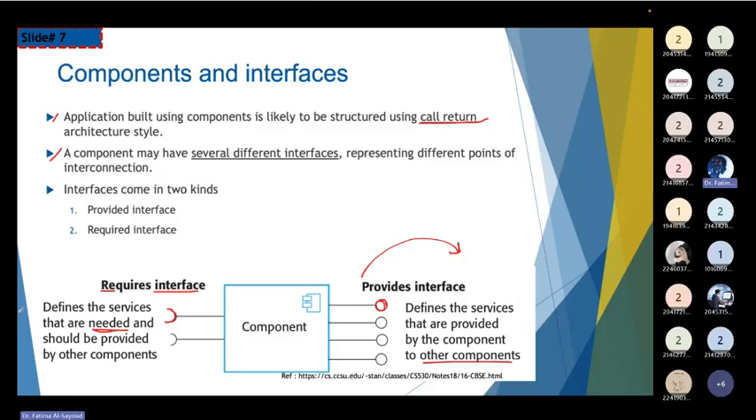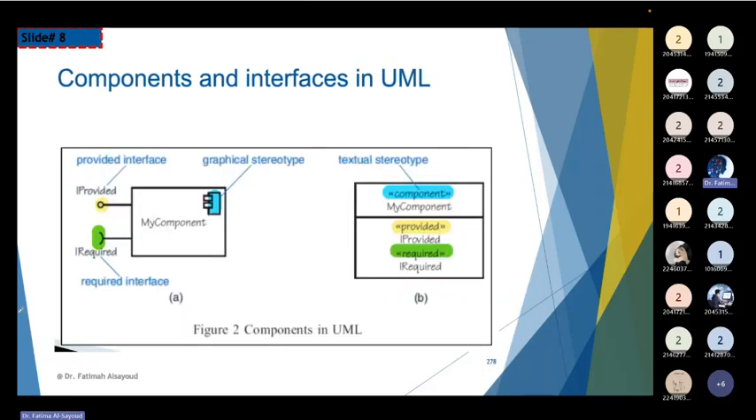I'm asking for it from the other components. And you already have this diagram from your materials. I just highlighted it using a different color to emphasize the elements' meaning.